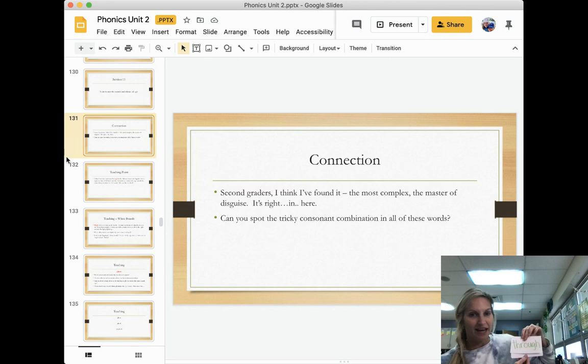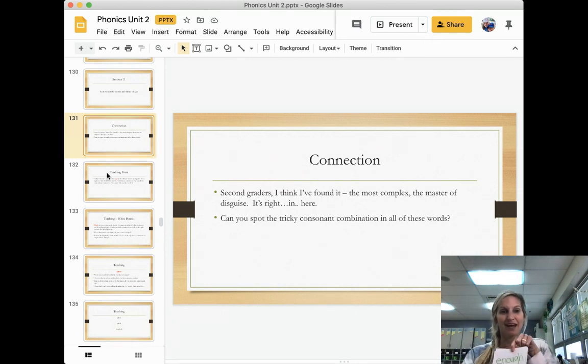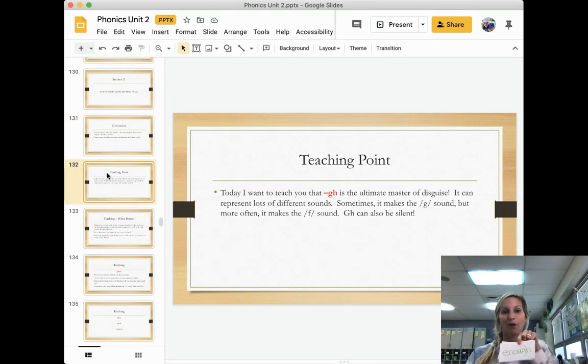Yes, there was a GH in through. There's a GH in ghost, in might, and in enough. Yeah, there really was. There was a GH combination in all of them. So today I want to teach you that the GH is the ultimate master in disguise. It can represent so many different sounds.